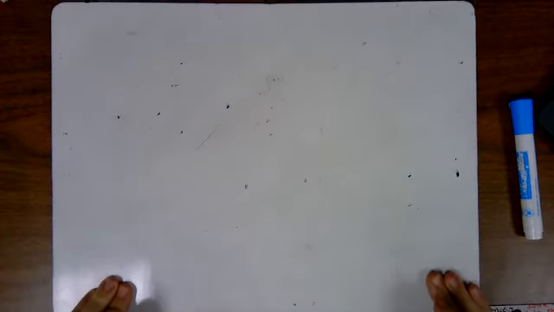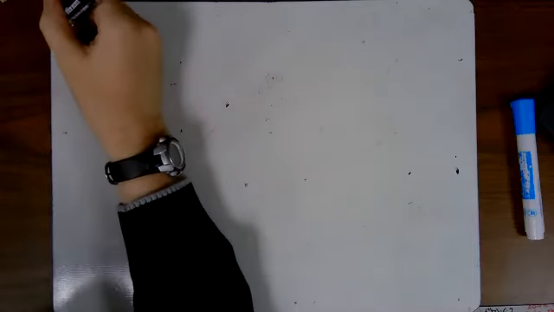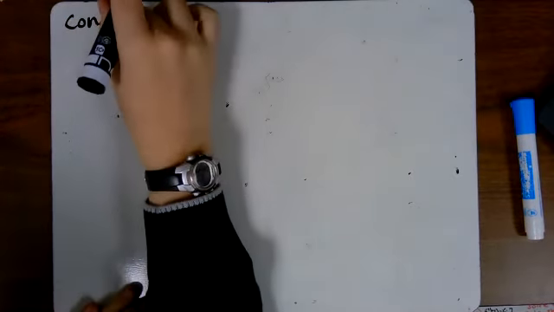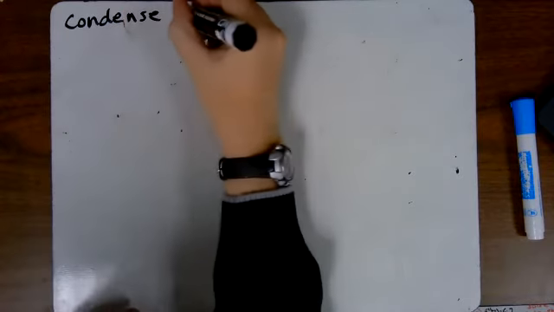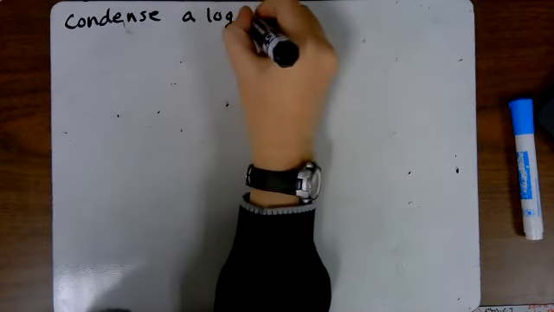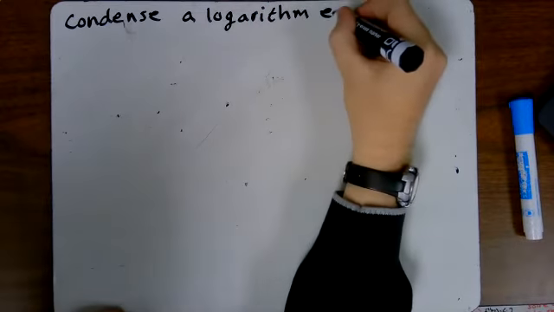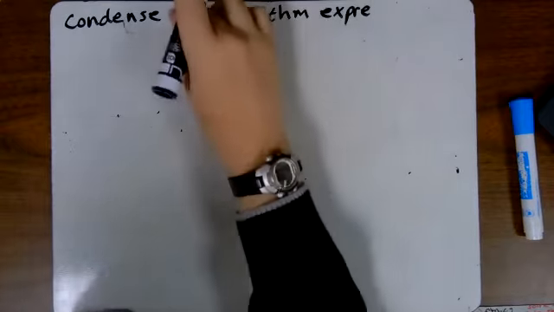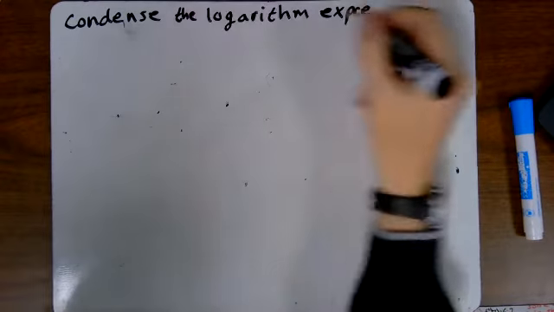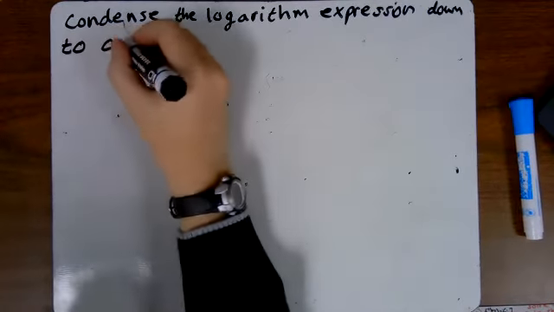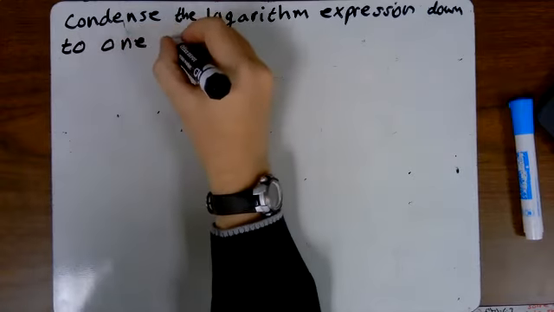Okay. So now let's try reversing these rules. Let's use them backwards. Let's condense a logarithm expression down to one logarithm. I'm gonna need some numbers. Give me some numbers, y'all.